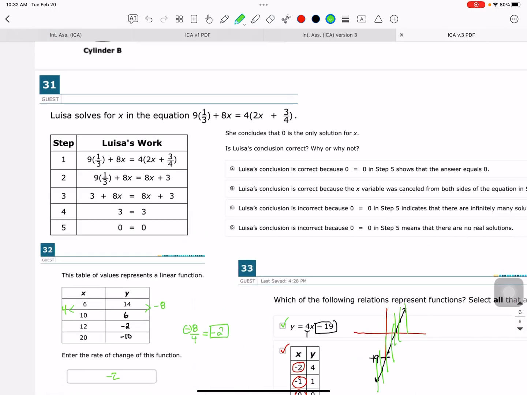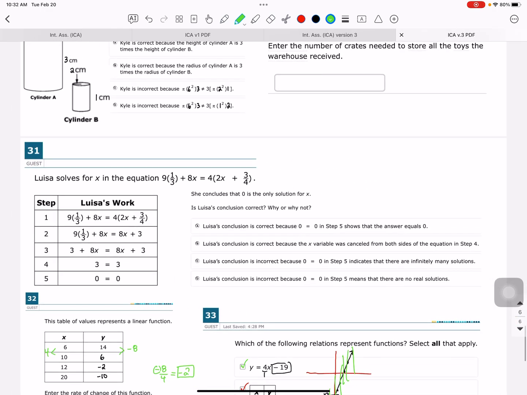Let's see, 31. All right, they do all the math work, and they get down to here. That means there's infinite solutions. They subtracted 3 from each side: 0 equals 0. There's no letter in there. That means 0 always equals 0. That's infinite solutions. x equals 0 and 0 equals 0 are very different. This means 0 is the answer. This means there's infinite answers. So Lisa said that means x equals that. She's wrong, because that means infinite solutions.